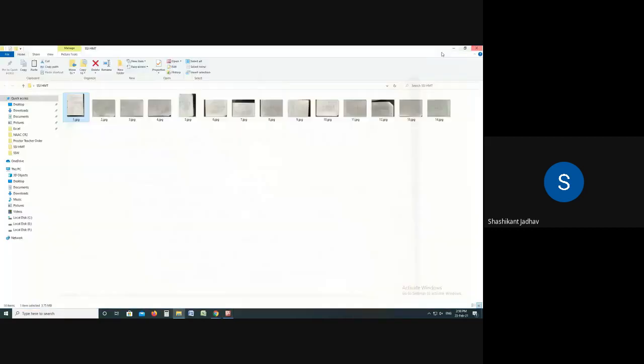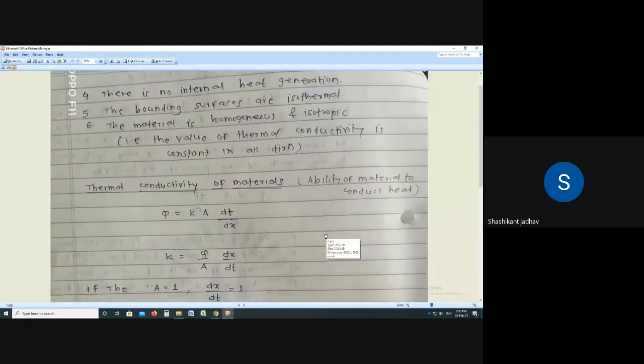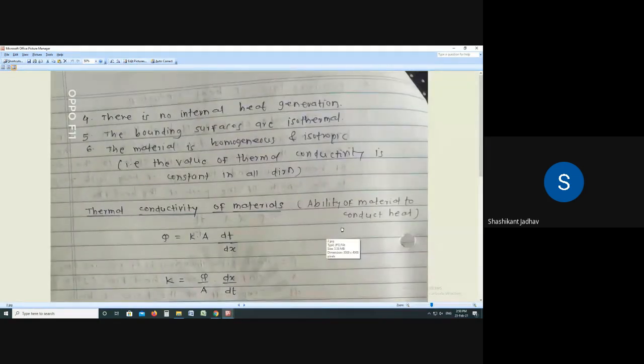So next assumption, write down. Fourth assumption: there is no internal heat generation. What is the meaning of this? Suppose we are considering one component. In that component there is no internal heat generation. That means heat should not be generated within the component. Only then can we use Fourier's law. So write down the fourth assumption: there is no internal heat generation.